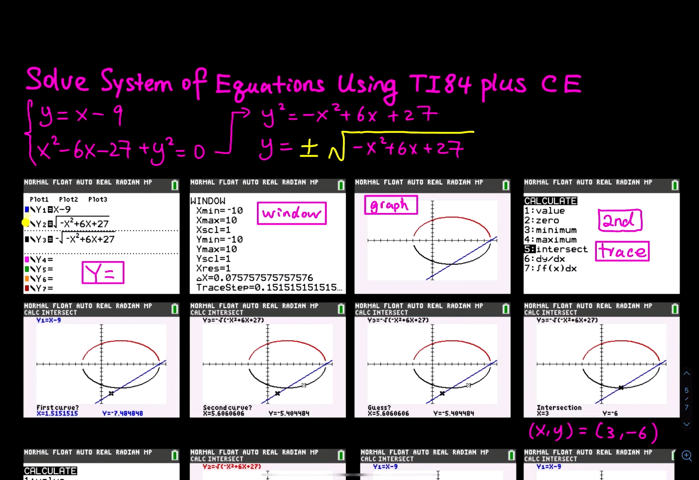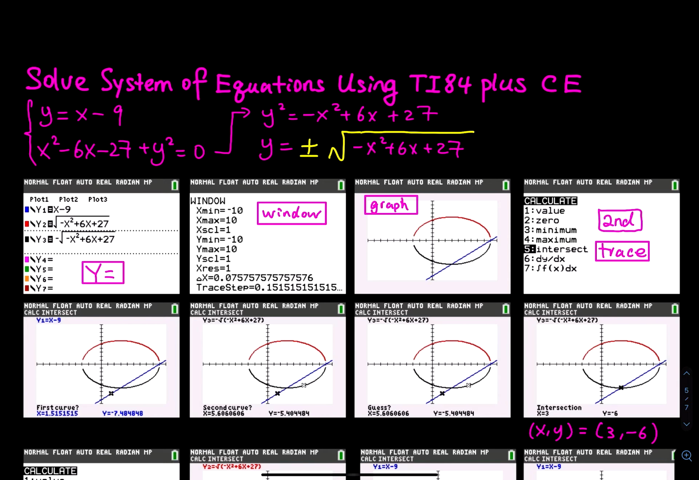Once your equations are ready, hit the window key. Here is the recommended window. Of course, you can use any window you want, but this is what I use a lot. If I am not able to see the entire function, I will adjust my Y window. You have Xmin, Xmax, and then Xscl, that is the scale, the step of each grid. Same thing for the Y. Once your window is ready, hit graph, and the calculator will graph that for you.